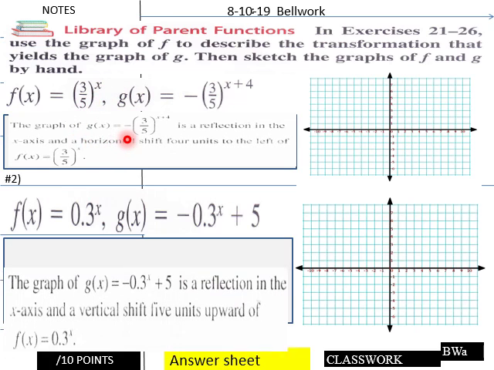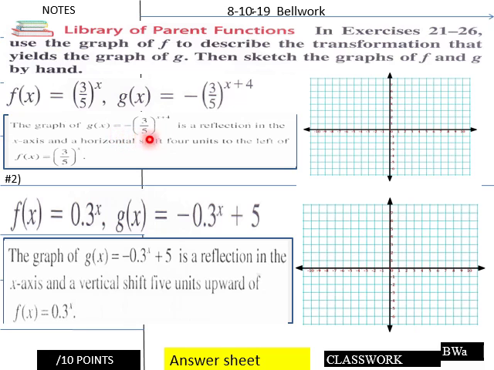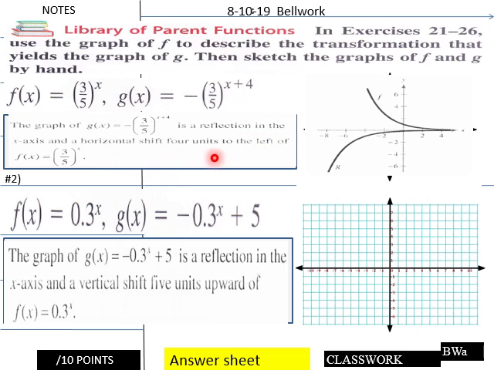The graph of negative 3/5 to the x, this is our transformation here, is a reflection in the x-axis. So this is 3/5 to the x here, and then negative 3/5 to the x is a transformation of this graph. It has a horizontal shift of 4 units to the left, so we're shifting 4 units to the left, and it's a reflection in the x-axis. So we have this negative 3/5 to the x plus 4. This would be this graph here.